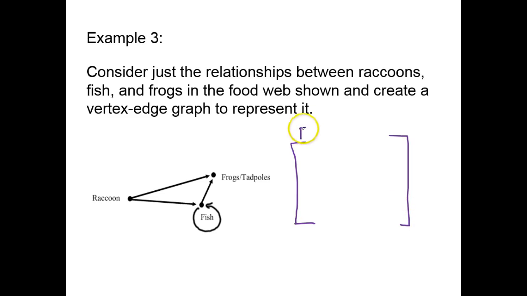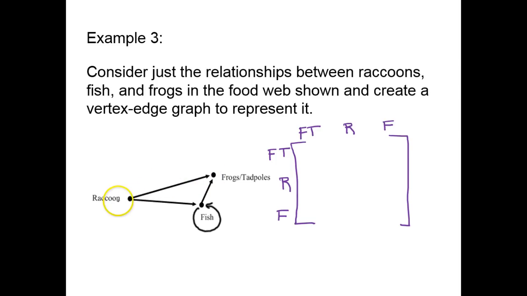And so I'll put FT for frogs/tadpoles, as opposed to a single F for fish. We'll have R for raccoons, and we'll have F for just fish. So here again, the rows will be labeled frog/tadpole, raccoons, and fish. Okay, notice this is a digraph. Notice the arrows. Okay, so we're talking about a food web. So what do you think these arrows represent?